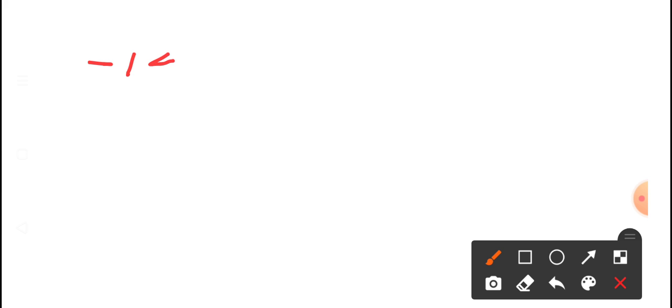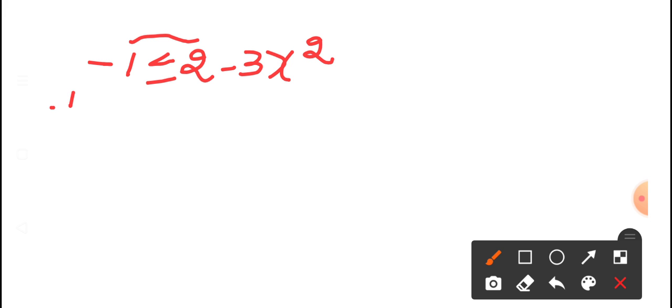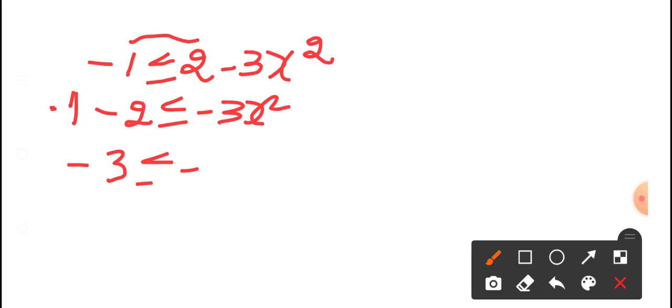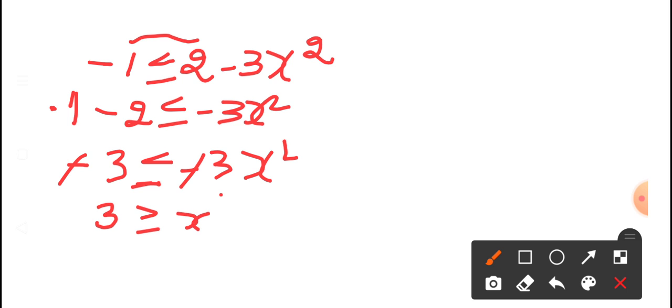Minus 1 less than or equal to 2 minus 3x square. Now this 2 comes to the left hand side as minus 2. So minus 1 minus 2 less than or equal to minus 3x square. Here minus 1 minus 2, that is minus 3, less than or equal to minus 3x square. Now we cancel the minus sign on both sides, so the inequality will be changed. That is 3 is greater than or equal to 3x square.